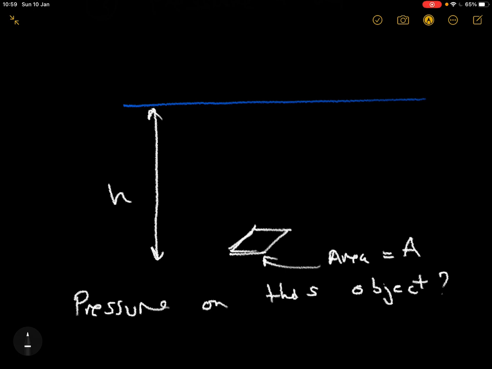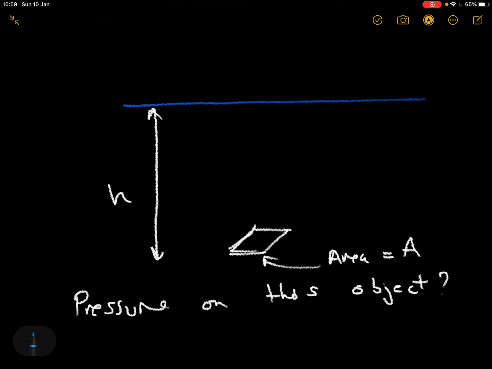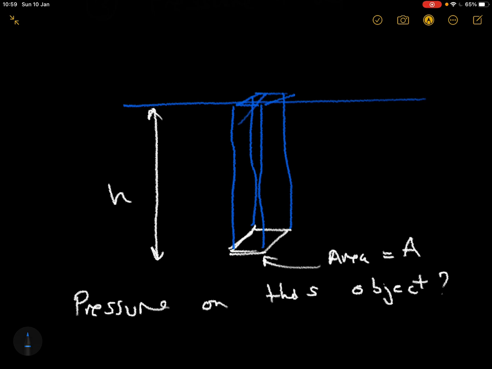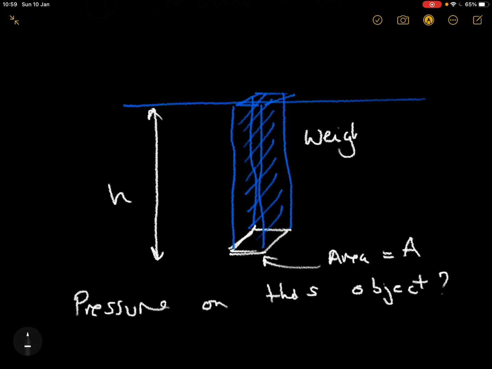What is the pressure that's exerted on this object? Well, the pressure exerted on it is going to come from this column of water that is sitting above it. This column of water has a weight, and it is pushing down. So we want to know what is the weight of the water.